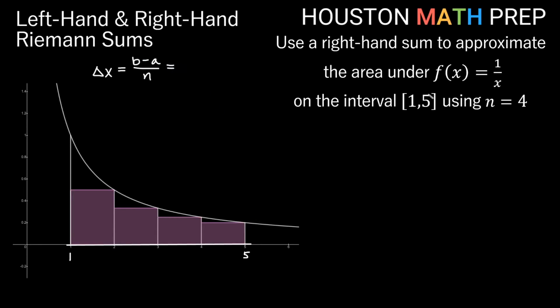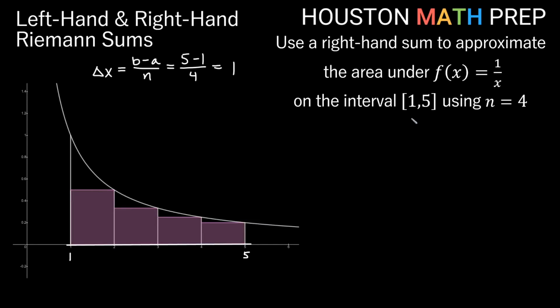So in this case, I've made it work out nice and easy. We've got 5 minus 1, b minus a, over the number of rectangles we're using, which is 4. So we get 4 over 4, which is 1. Even if we didn't have this picture, we would be able to tell that the width of each rectangle is 1. To figure out the boundary value for each rectangle, we simply start at the left side of our interval, and we count by whatever delta x is until we get to the right side.